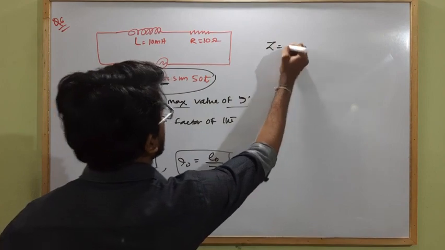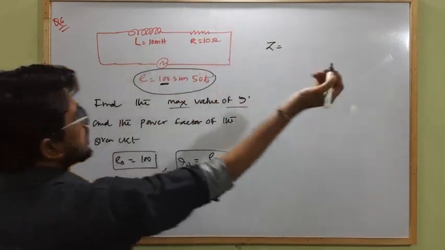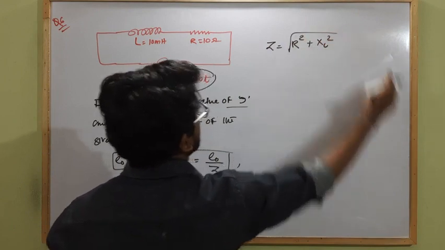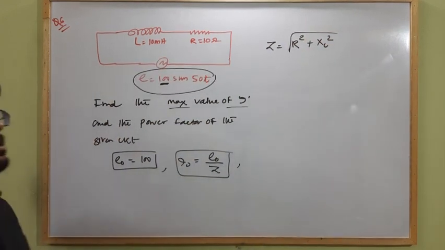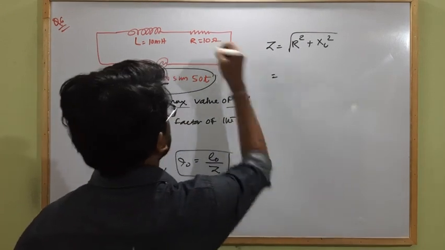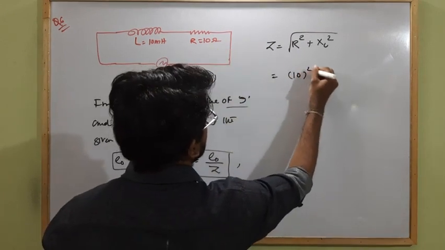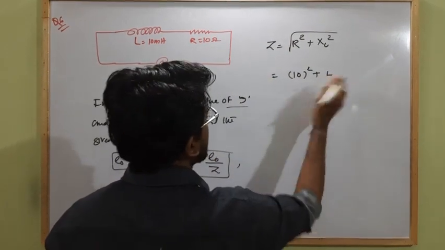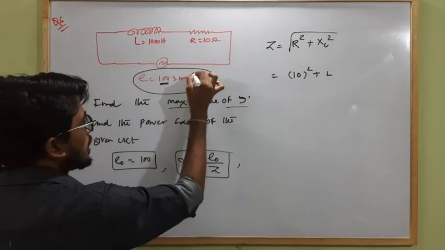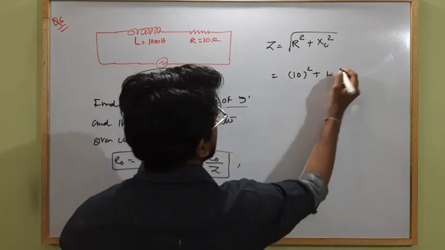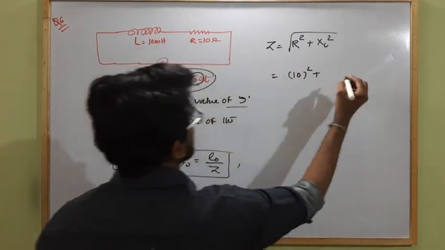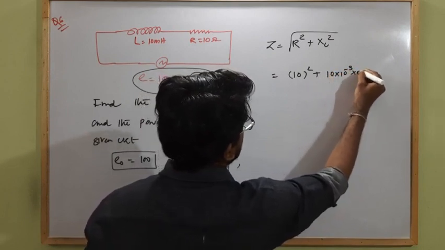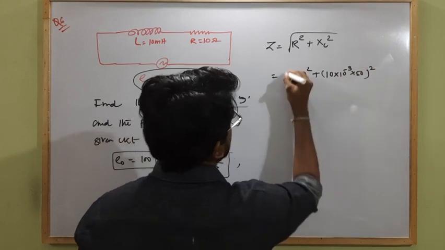We know Z equal to, this is an LR circuit, so Z equal to root of R square plus XL square. Clear? So this implies R is 10, so 10 square plus XL, which is L omega. So L into omega. From this equation omega is 50. And L is 10 millihenry. So root of 10 square plus 10 into 10 to the minus 3 into 50 square.